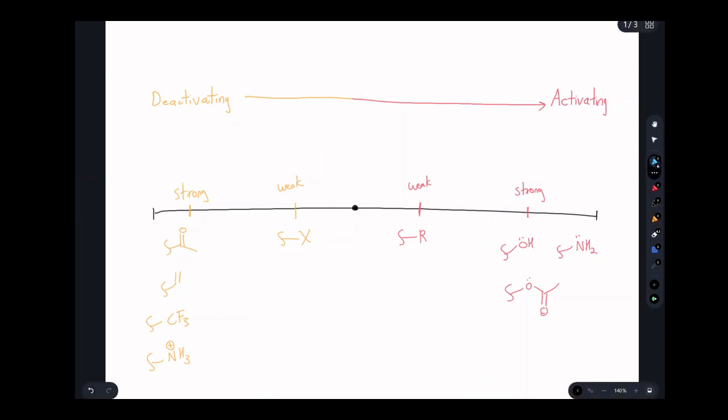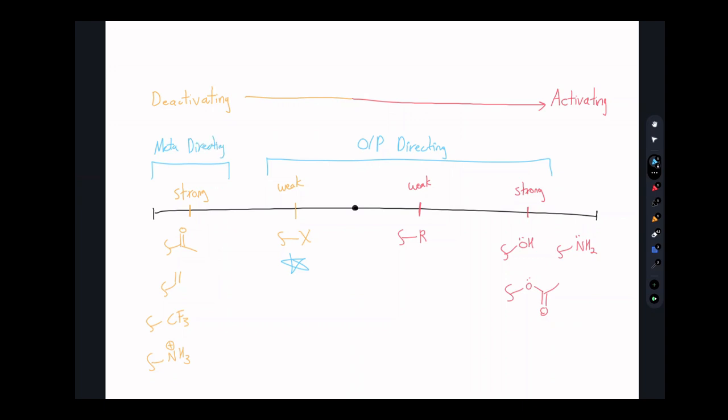Now, remember this key exception. It would have been very nice if the activators were ortho-para and the deactivators were meta. Recall that this is an exception, the halogen, and that all three of these groups here are ortho-para directing groups. That is, if you see them on your reactant, any subsequent reaction is going to be putting the group in either the ortho or para position, whichever is sterically better. Only the strong deactivators are meta-directing. If you see these on your molecule, that means that the next group is going to prefer the meta position.